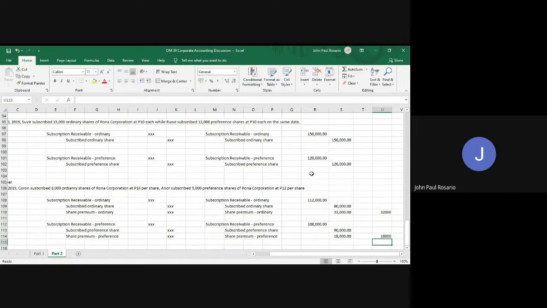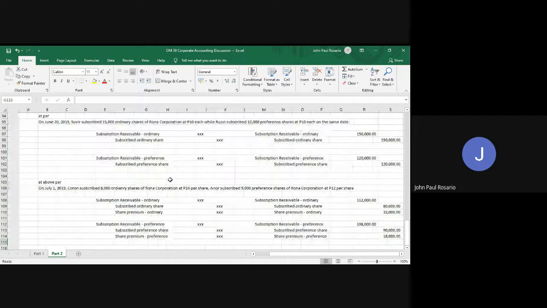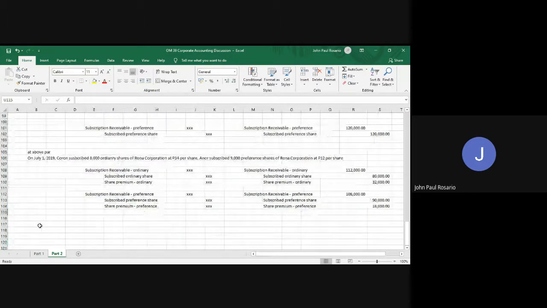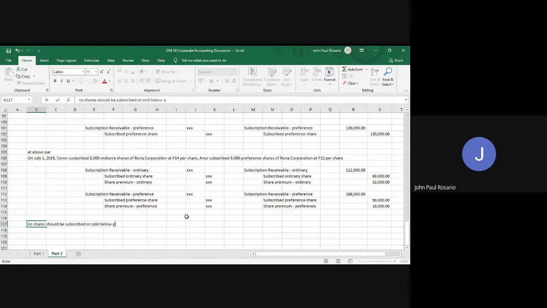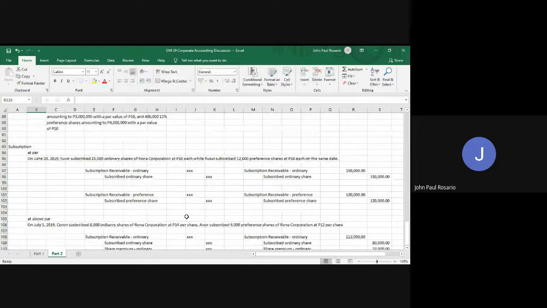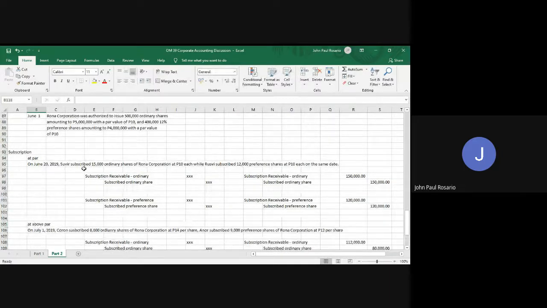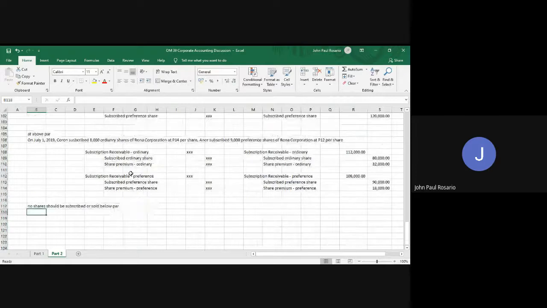Okay. Then, guys, no shares should be subscribed or sold below par. So if this is the par value, it cannot be sold at 9. The lowest price is the par value. It can be higher, but it cannot be lower. Okay? And then, let's go to collection of subscription.